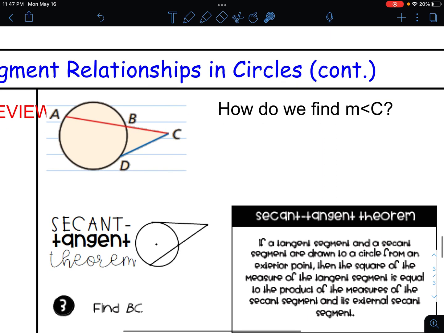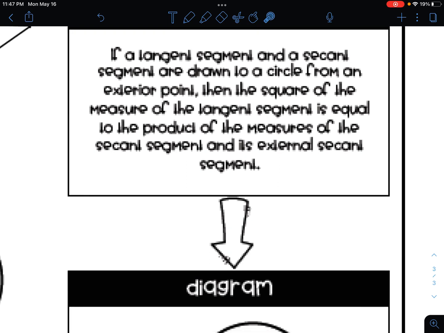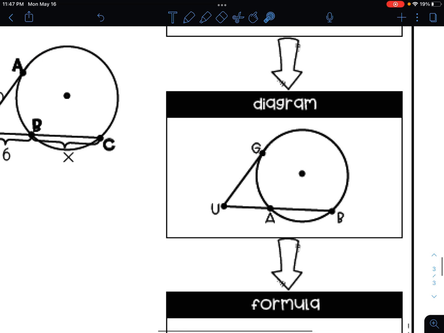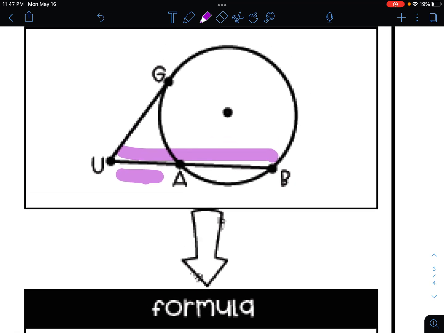So we have that same picture here. So it's saying if a tangent segment and a second segment are drawn to a circle from an exterior point, then the square of the segment is equal to the product of the measures of the second segment and its external segment. So that same concept. All right, so we got a secant. On the last problem we did the outside times the whole. That's going to be the same thing. Now when we have a tangent, it's just that distance squared, raised to the second power. And that's going to be what we're equal to.